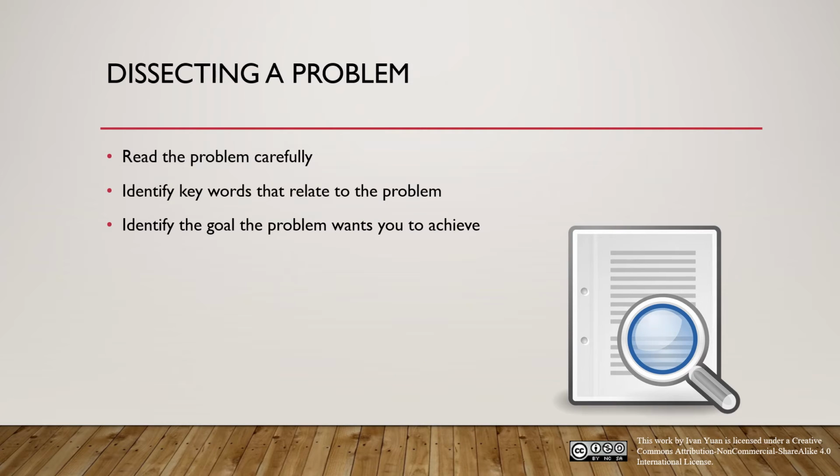Now, if you have a problem that is given to you from a contest organizer, you probably need to dissect it. You dissect a problem by starting from reading it very carefully, word by word, and then from it, we identify the keywords that relate to the problem and give you hints on how to solve it. Finally, using these keywords and our understanding of the problem in general, we identify the goal the problem wants you to achieve. So, let's look at an example.